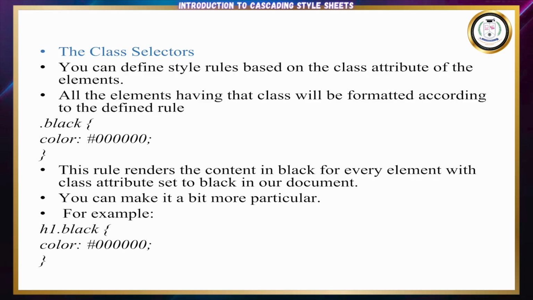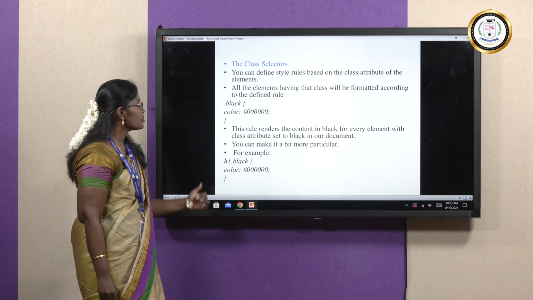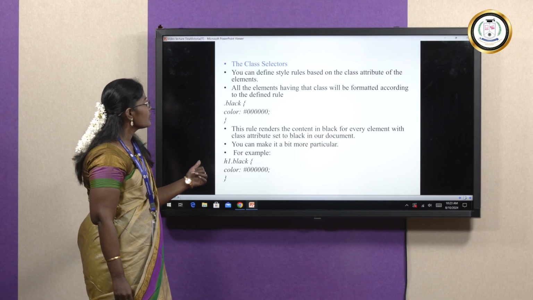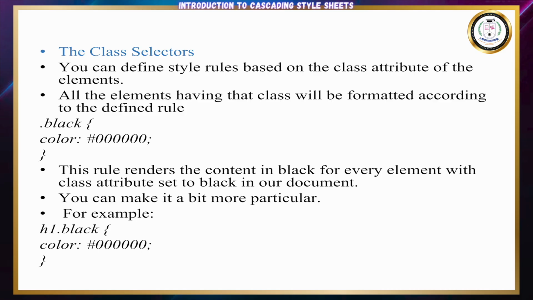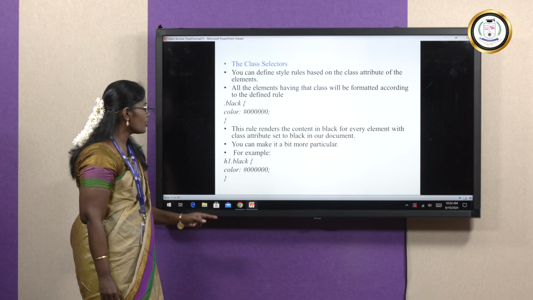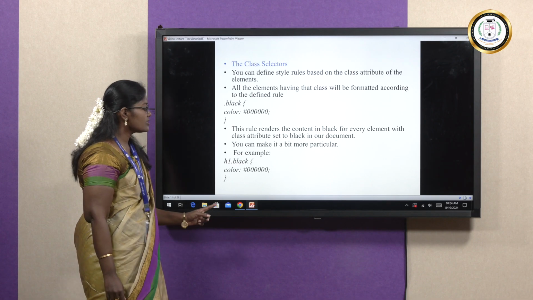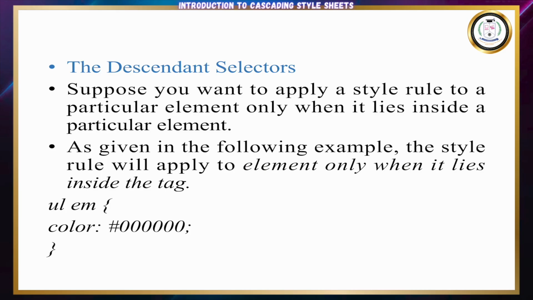Then the class selector. You can define style rules based on the class attribute of the elements. All the elements having the class will be formatted according to the defined rule. So .black with color #000, this rule renders the content in black for every element with the class attribute set to black in our document. For example, h1.black with color #000. So this will select the black color.